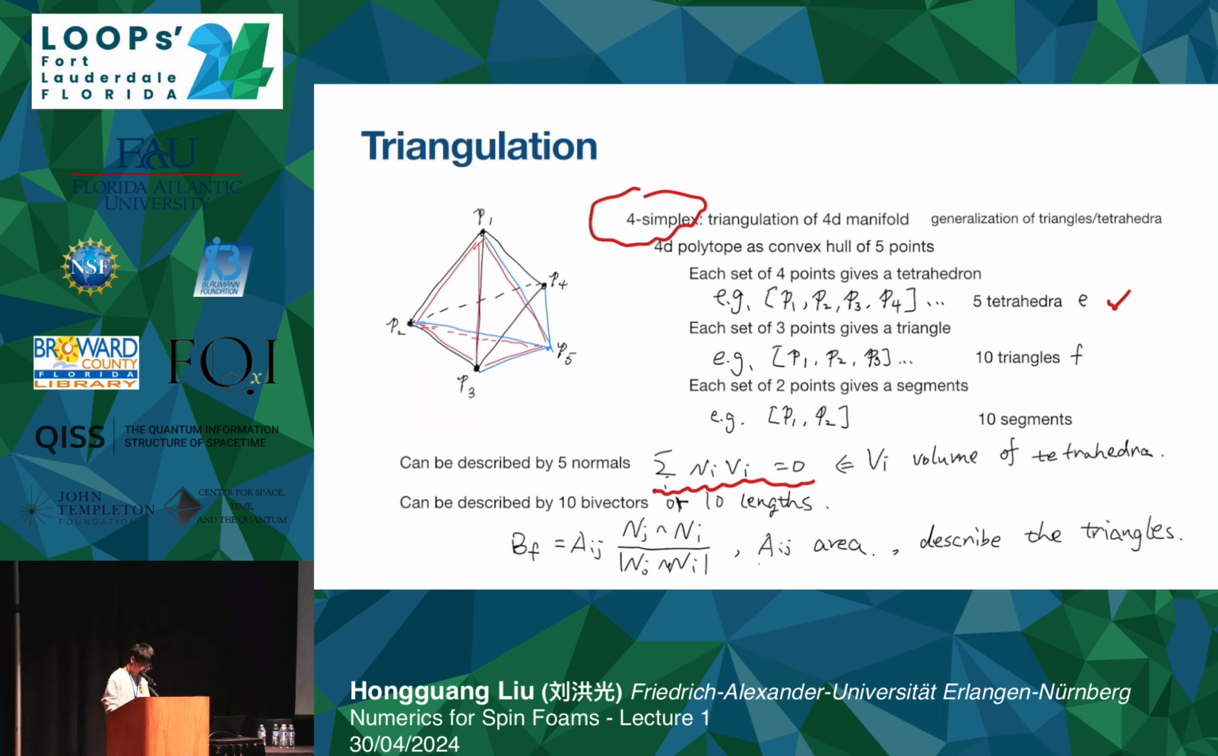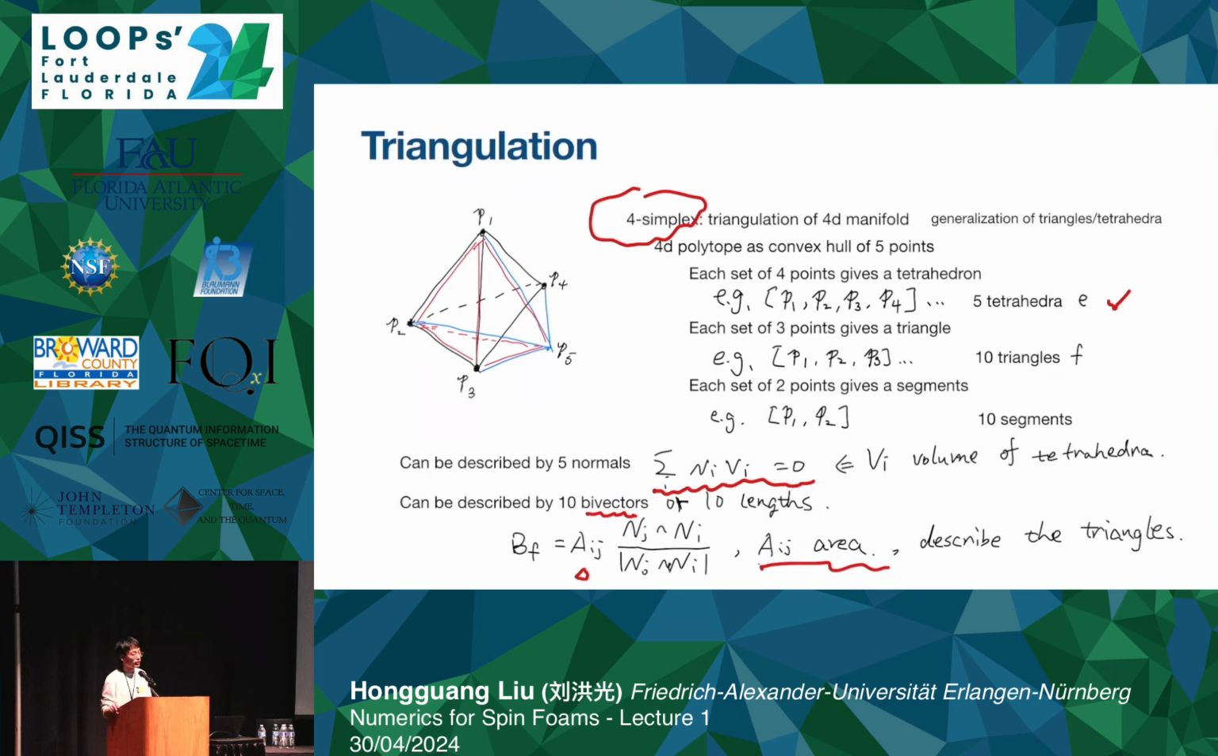So why do we call it a bivector? If we have a triangle in 4D space-time, to determine this triangle we need 2 normals instead of 1. In 3D, 1 normal defines a triangle or a surface. But in 4D, to define a surface, we need 2 normals. So that's the bivector. The bivector is defined as the wedge of 2 normals multiplied by the area of the triangle.